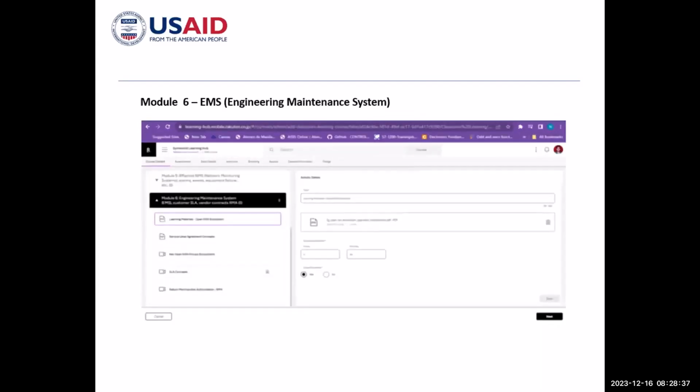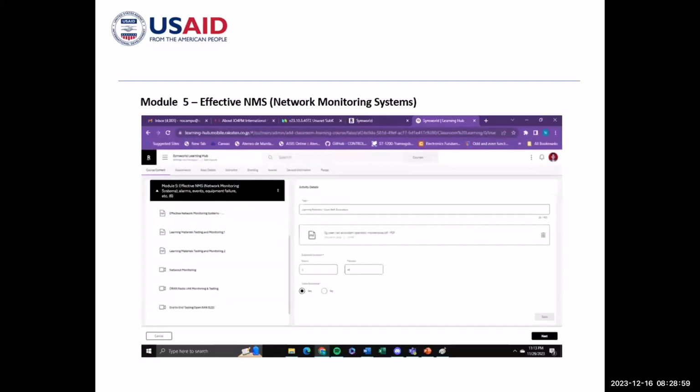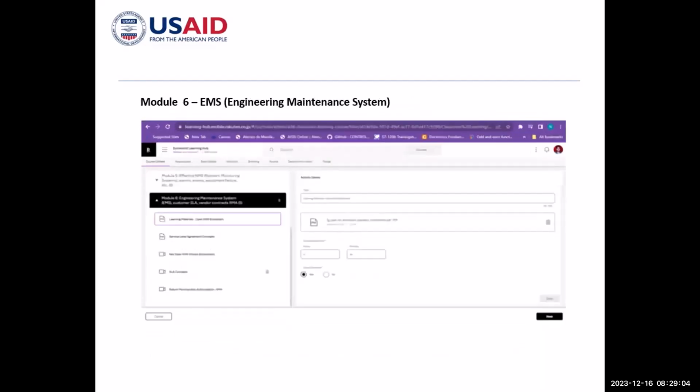And then this is the other module that I was talking about that I think I missed out covering, and this is the engineering maintenance system. Because I think there were some other speakers that needed to present last week, I had to cut short my presentation up to the network monitoring system. And I think I missed the 10-minute discussion about this engineering maintenance system.